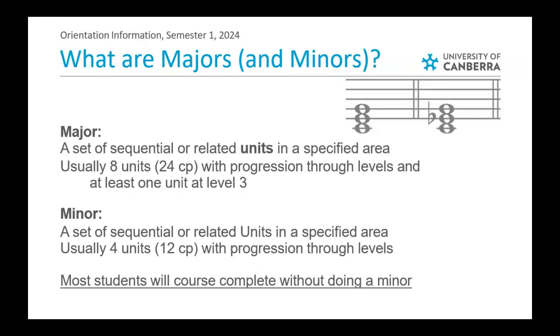Minors, you probably won't have to worry about them. They're 4 units or 12 credit points. I should be talking in terms of credit points, so majors are 24 credit points. We don't really have them here in science anymore, but you might come across them depending on if you're doing a lot of units in other faculties.